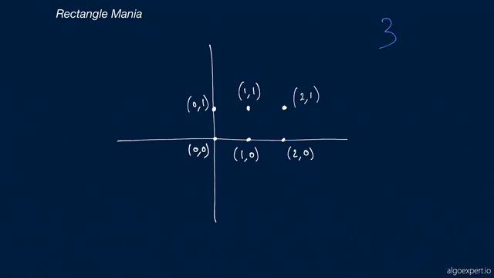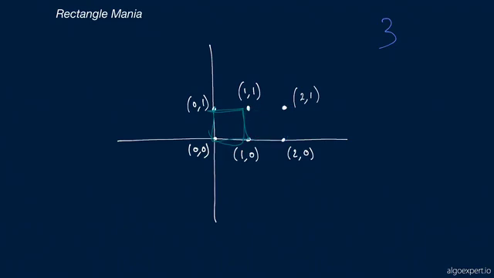In the example in front of me, we've got these 6 coordinates, and the answer is going to be 3. They form 3 rectangles because there's one right here, there's one right here, and then there's a bigger one that captures the other 2.